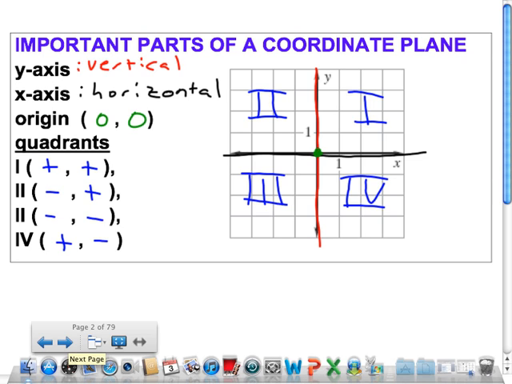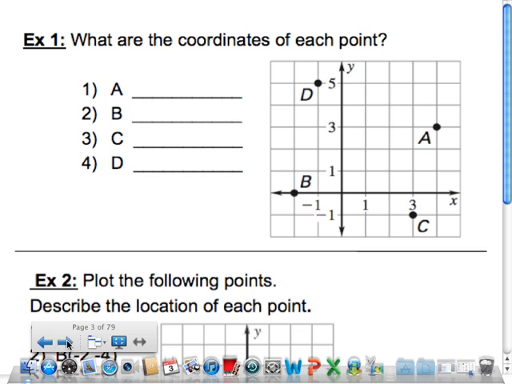So we'll look at a few examples that kind of relate to this idea of quadrants and what have you. Again, pretty sure that's something you're familiar with. So it says, what are the coordinates of each point? Okay, so you look at point A, we got to go 1, 2, 3, 4. And then up 1, 2, 3. So the x coordinate is 4, the y coordinate is 3.